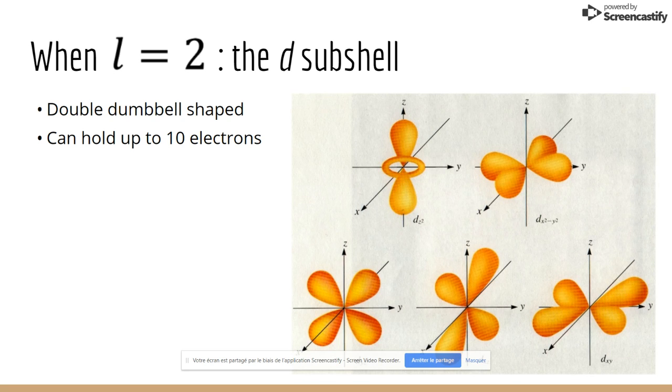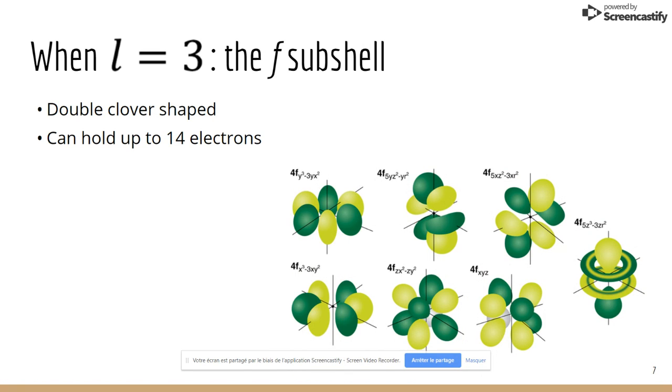If you have that l is equal to 2, that means that m sub l would be -2, -1, 0, +1, +2. So there's 5 values. Each of those could have plus 1/2, minus 1/2. The d subshell can have up to 10 electrons. Pause here. You don't need the pictures.